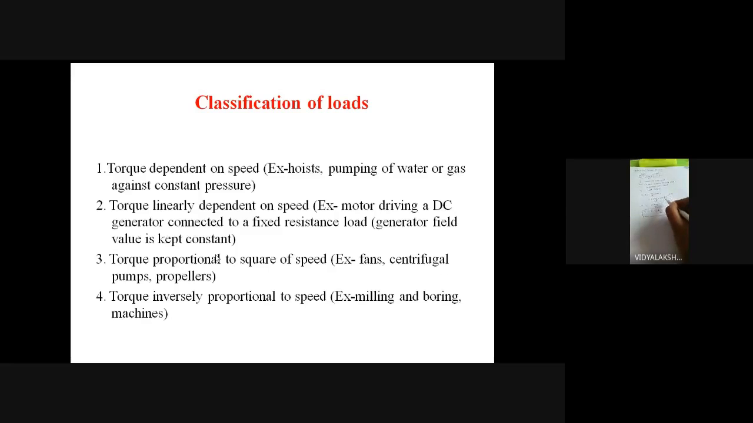This term will be cancelled. So my TL equal to J into d omega m by dt. I need developed torque only, so T is equal to TL plus J d omega m by dt. This is my fundamental torque equation. Any doubt in it? Any doubt? Have you all copied? Shall I move to the next topic?